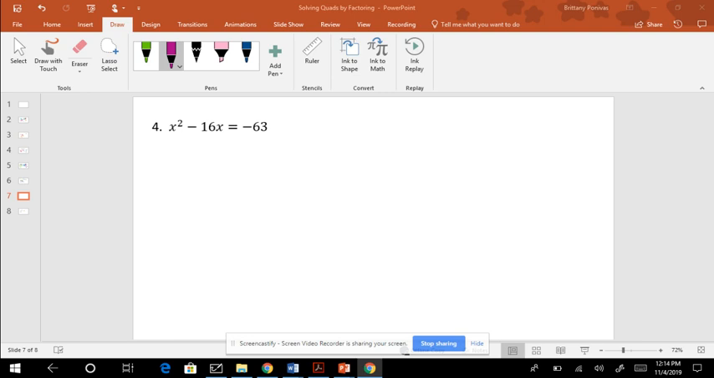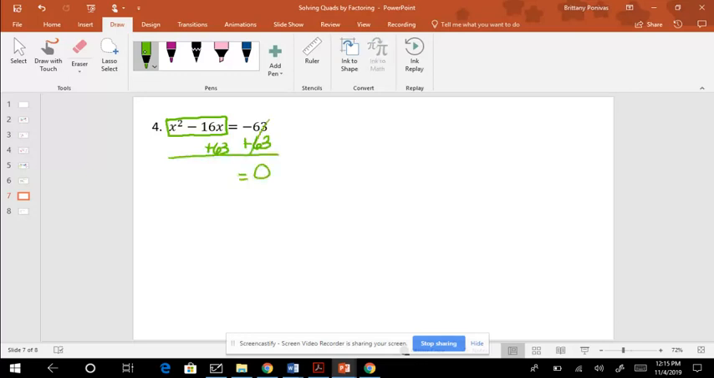Looking at number 4 on page 49, this is the last problem. So your very first step is to get the equation equal to 0. And we are going to want to leave this x squared minus 16x where it is, because that's 2 terms we would have to move, as opposed to if we move this negative 63, we only have to move 1 term. So the opposite of a negative 63 is a positive 63. That makes the right side 0.